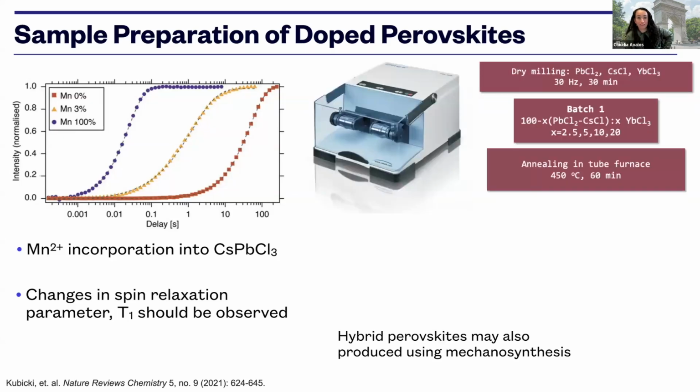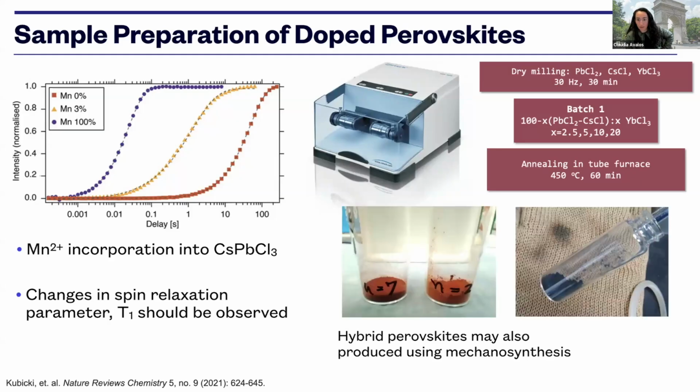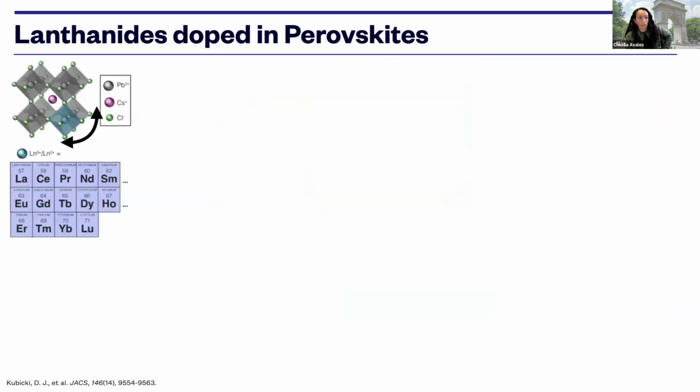How do you prepare these kinds of systems? A lot of these systems can just be prepared with mechanosynthesis. You mix in stoichiometric amounts, you mill for 30 minutes, and you can then anneal them, and you get reasonably good structures that have single phase XRD results. You can use this for hybrid perovskites as well as inorganic perovskites.